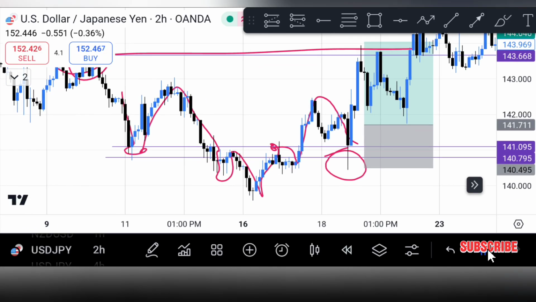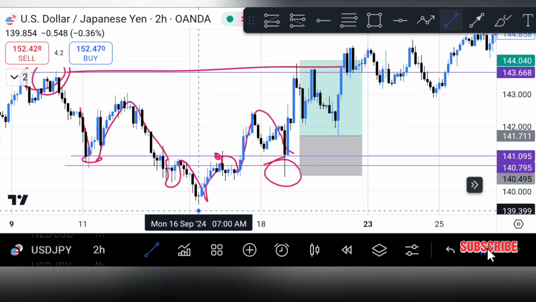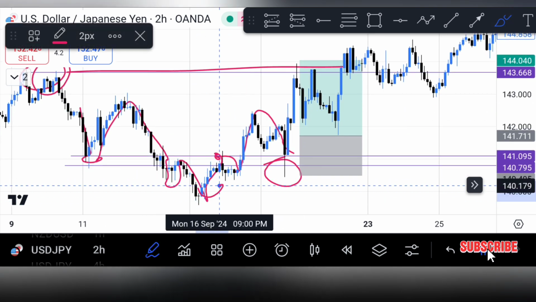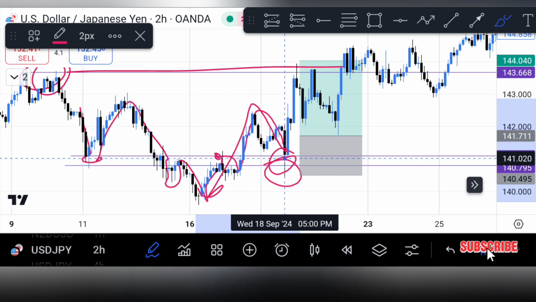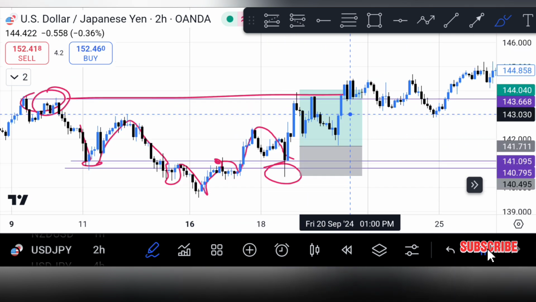So let's also assume that there is a trend line around this place. Because price bounced from here, came to that same place, there was a bounce. Came, there was a bounce. So let's assume there was a trend line around that place.